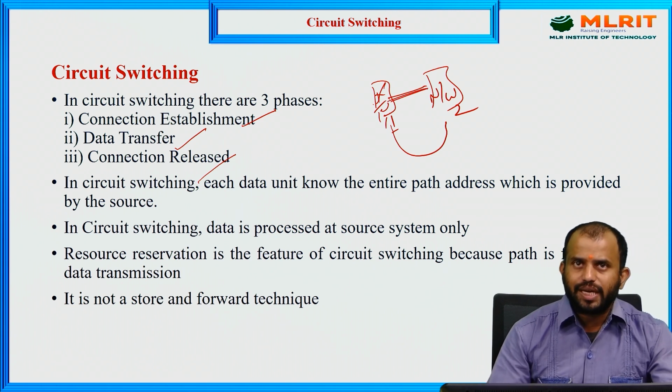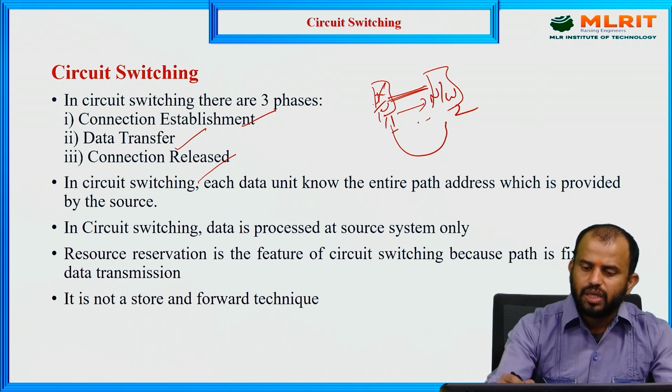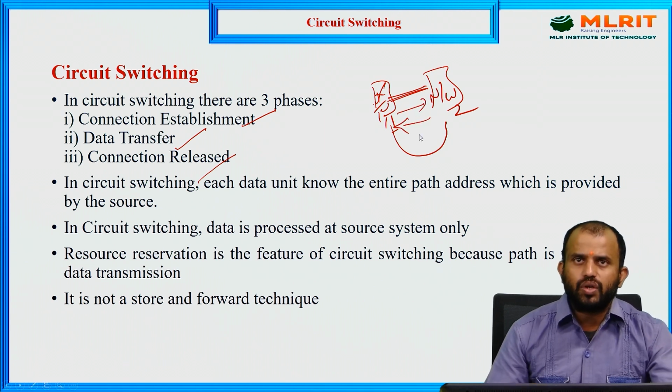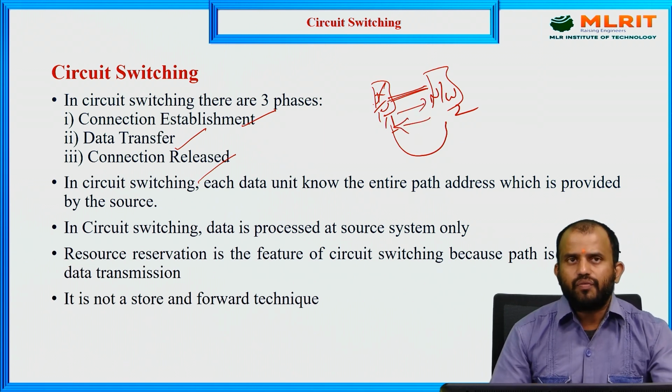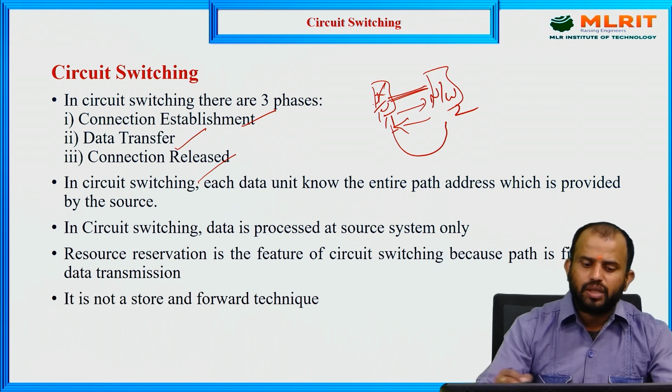Once the connection is established, then we are able to transfer the information, which means either transmit or receive the information from network 1 to network 2, and vice versa. After it is successfully received or transmitted, the connection is released.